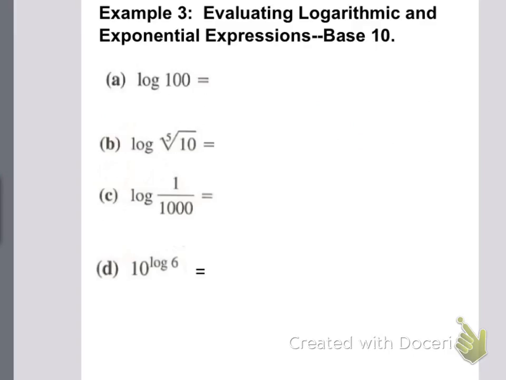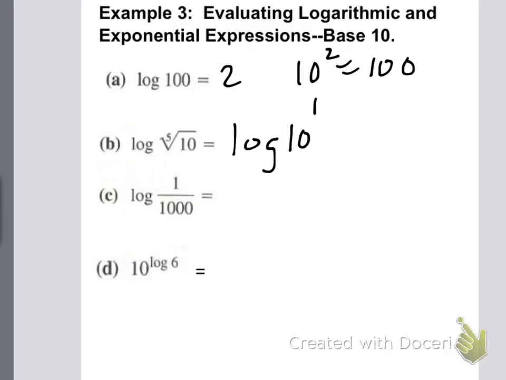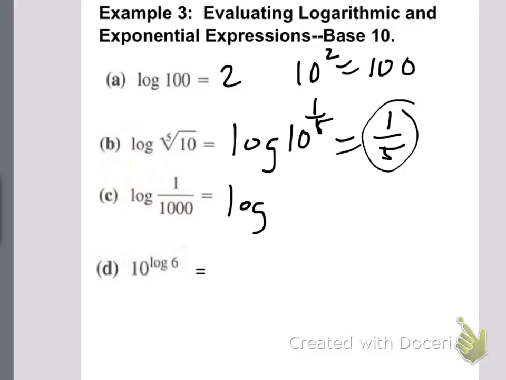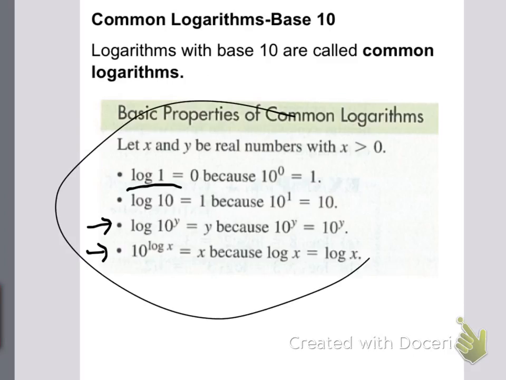So the log of 100 is 2 because 10 squared equals 100. Okay. Now the fifth root of 10 we can write as 10 to the 1/5 power. So that means our answer is 1/5. Here we can write 1 over 1,000 as 10 to the -3. So our answer would be -3. Again, I'm just using these properties right here.